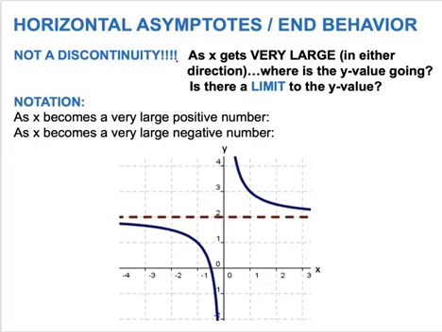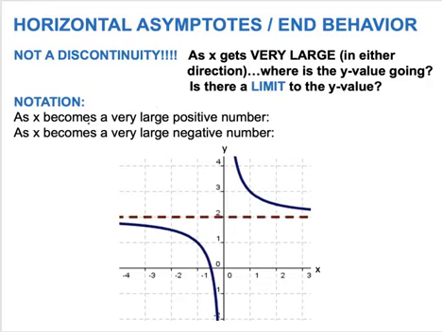What it is, it describes what happens as x gets very large in either the positive or negative direction. It tells us where the y value is going, or in other words, what is the limit of the y value? So we have a graph so that we can analyze a little more what a horizontal asymptote is and connect it to end behavior. But before we do that, let's look at some notation.